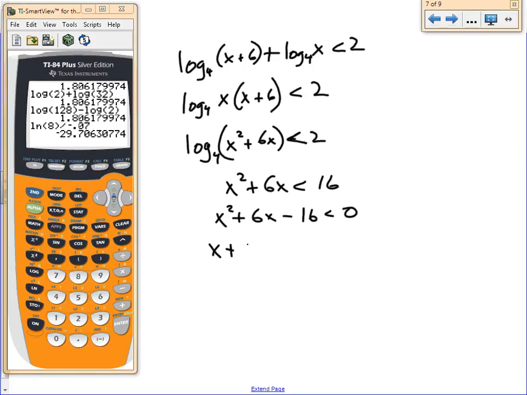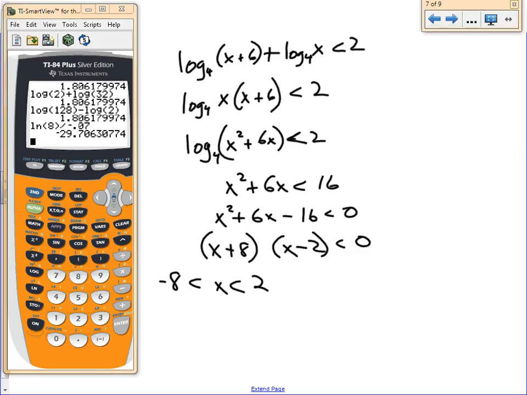So x plus 8, x minus 2, less than, so it's going to be negative 8 less than x less than 2. Now you might think that's good enough. I wrote it like this, but let's think about this for a second.